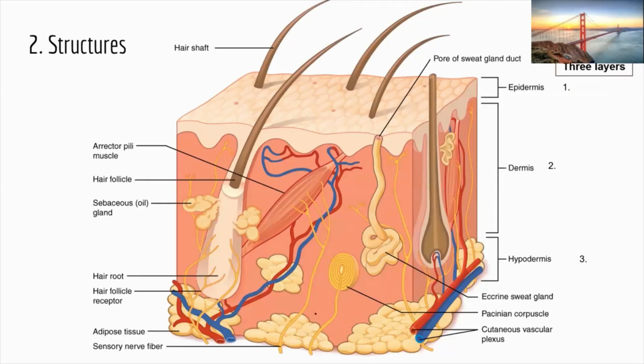Next, we're going to look at the structures of the skin. Now, the most important information here is the three layers of the skin. I've seen questions before on the layers of the skin. If you remember the terms, superficial and deep, right? Superficial and deep. So we are going to go from the most superficial layer to the deepest layer.